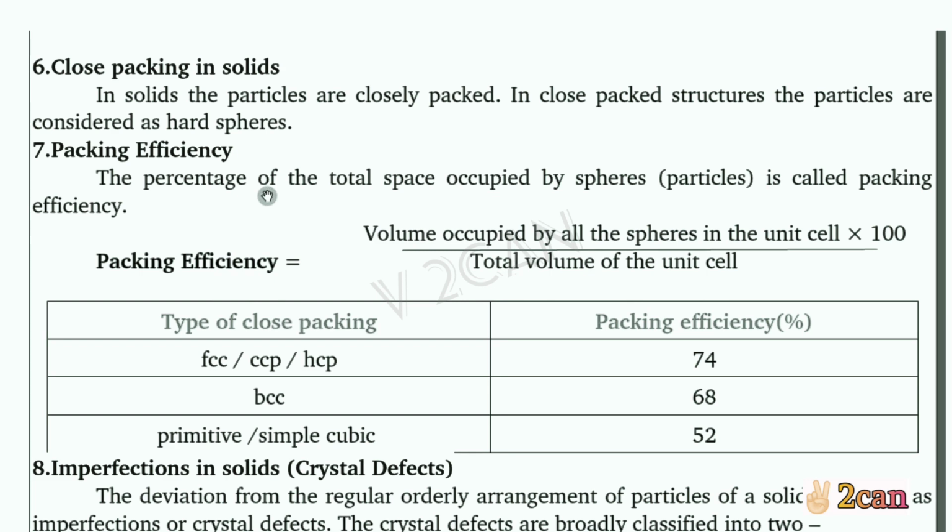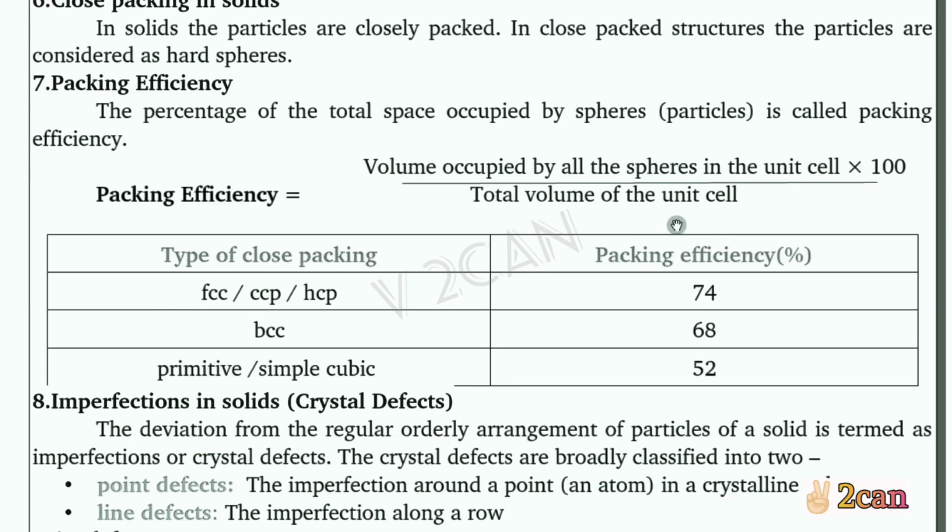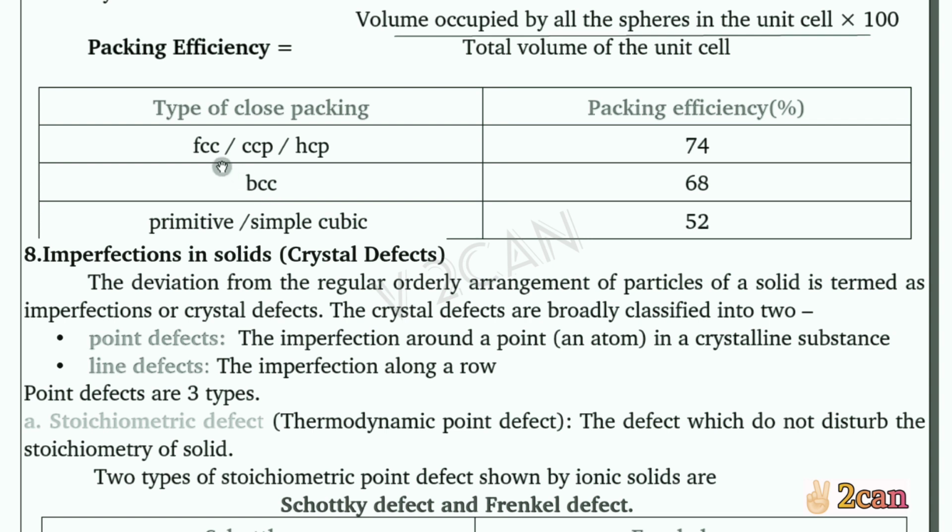Next we will see packing efficiency. The percentage of the total space occupied by spheres is called packing efficiency. Packing efficiency equals volume occupied by all the spheres in the unit cell into 100 by total volume of the unit cell. A sphere means it's the same as the particles. In FCC, the packing efficiency is 74. In BCC, it is 68. In simple cubic, it is 52.